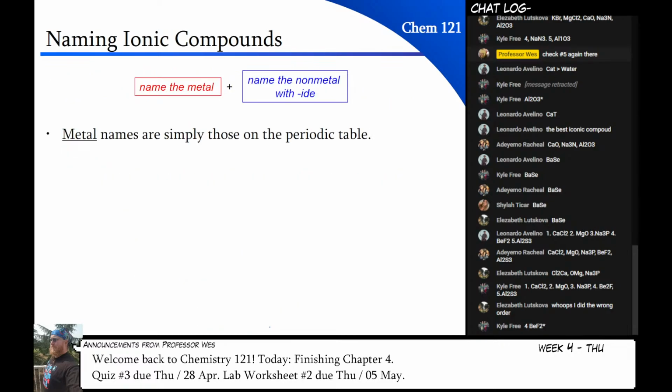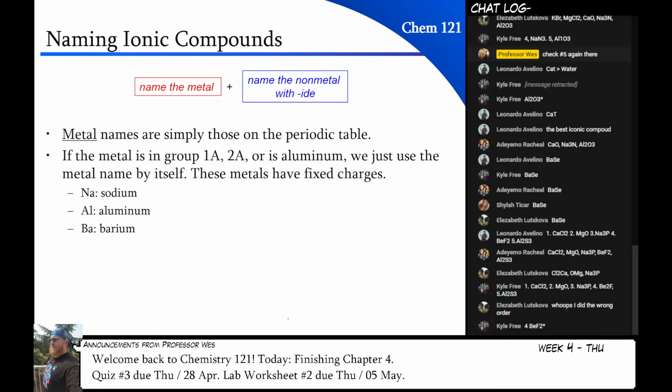It's going to show up on this slide right here. So naming metals is easy if the elements are in these groups. So group 1, group 2, or the element you're looking at is aluminum.